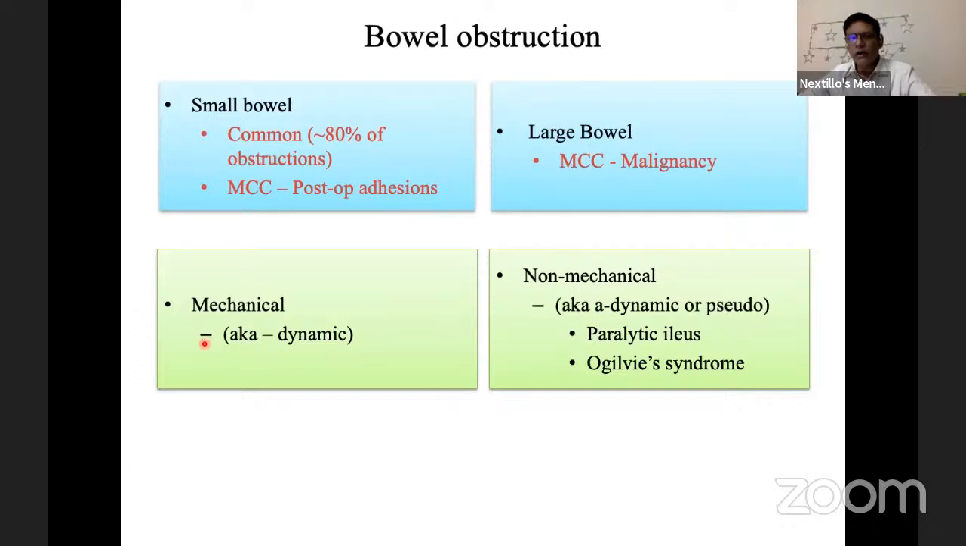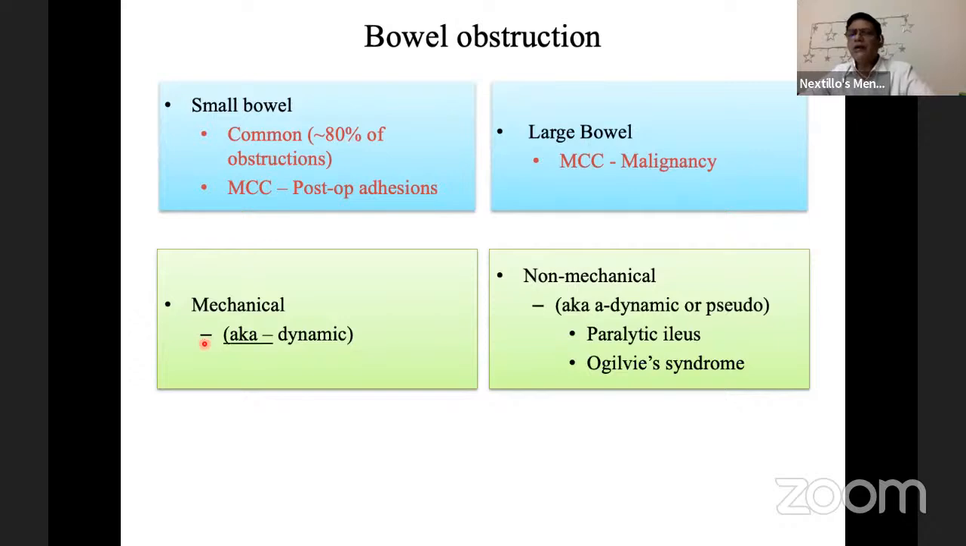In this type of obstruction, there is a physical obstruction of the lumen of the intestine, be it the large intestine, be it the small intestine. There is something physical which is present. Either there is a stricture or a tumor or any foreign body or anything.